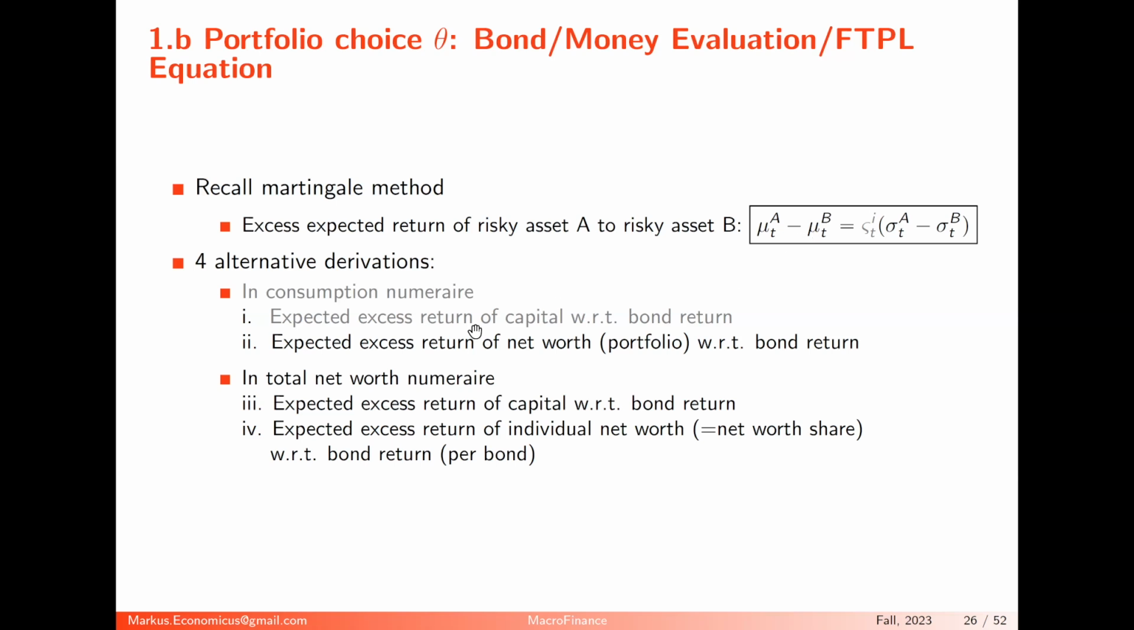I could also price the expected excess return of net worth with respect to the bond. It's a little bit mind-blowing. I don't have to price the capital relative to the bond, which is the most natural thing, what we always do. I could actually price the net worth, which consists of the bond and the capital, relative to the bond. I can just use that.